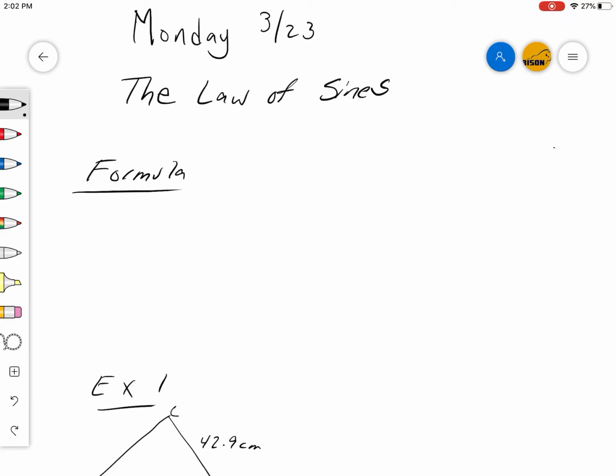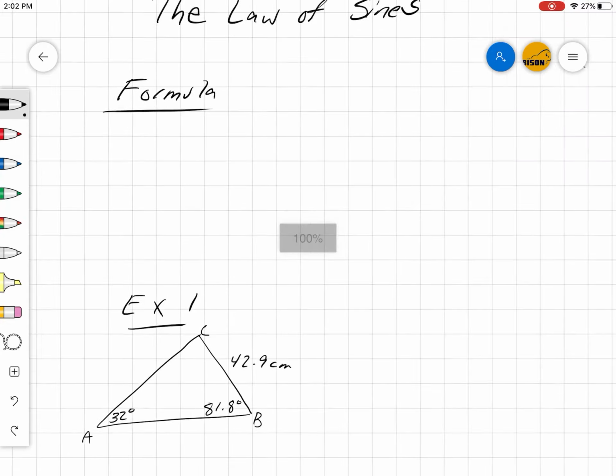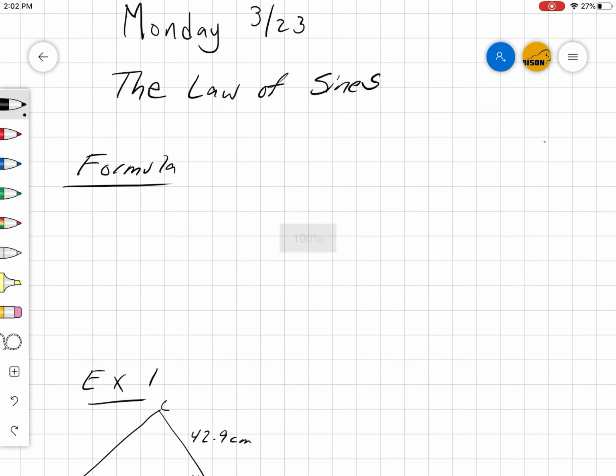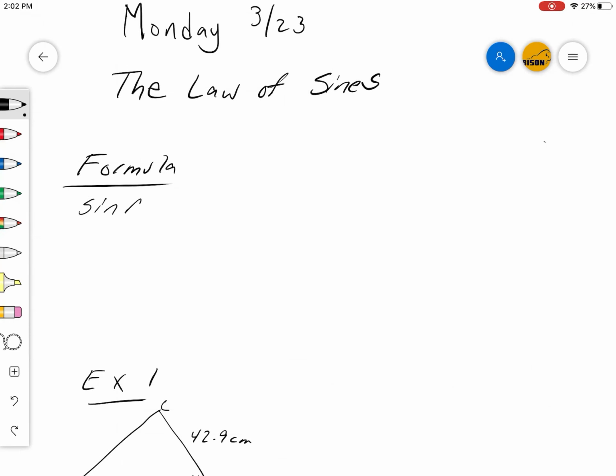So today, the law of sines, I'm going to write it out for you here. It looks like sine of A over a is equal to sine of B over b, which is also equal to sine of C over c. Now, this looks tough because there's 3 pieces to it, 2 equal signs.